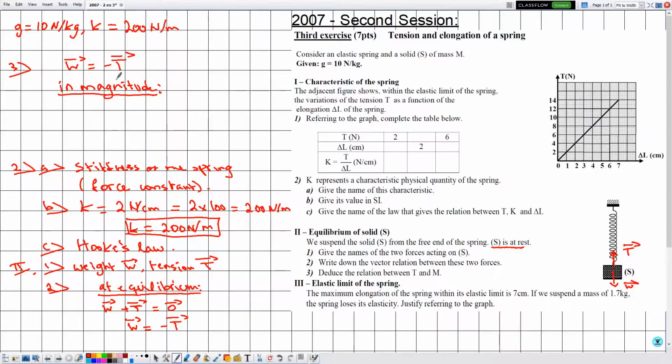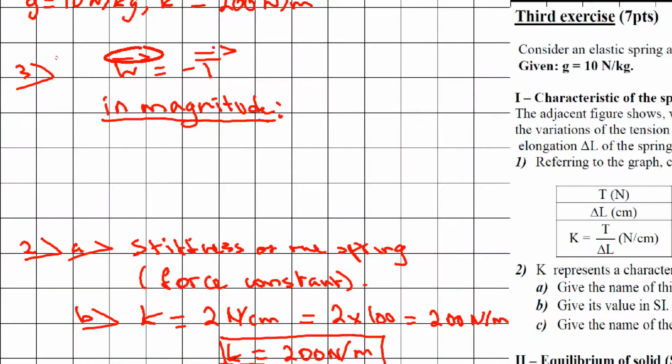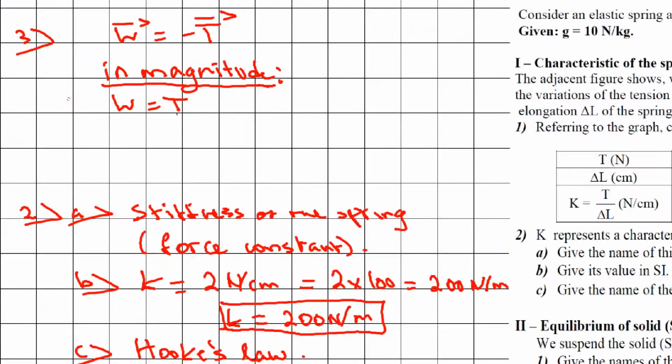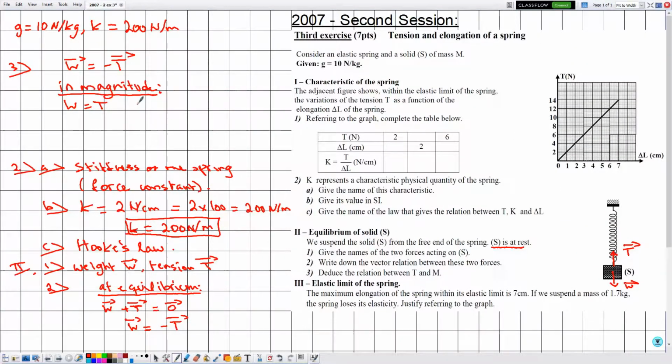So what will happen here is that we will drop down the vectors and get rid of the minus sign, so W is equal to T. But notice that the required relation is between T and M and not between W and M, so let's replace W by M times G. But we know that W is given by M multiplied by G. Then in this case, we know that T is equal to M multiplied by G. Then the required relation is given by that T is equal to M multiplied by G.